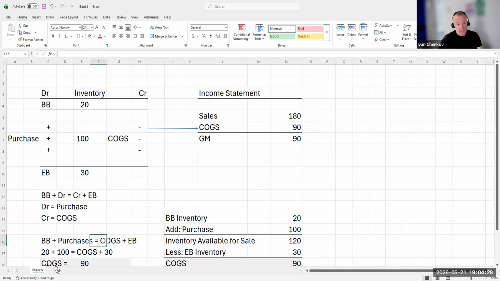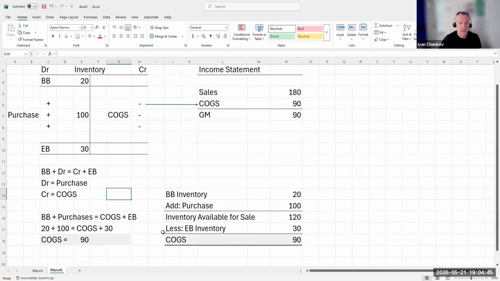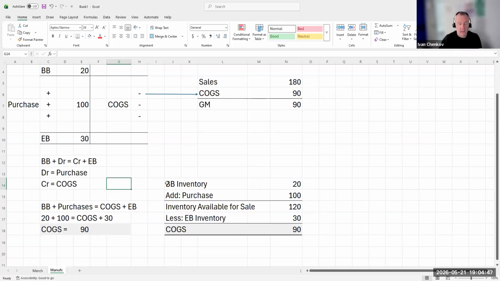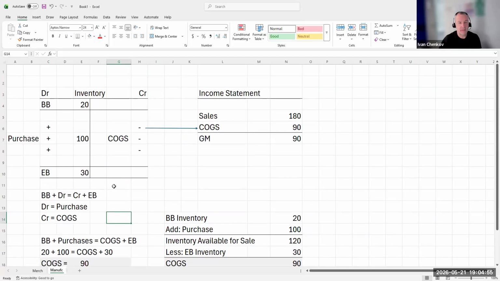We're going to create a new worksheet, and we're going to call it manufacturing business. So let's start with the manufacturing business. Now, for the manufacturing business, we need to do some adjustments here. First adjustment will be... I'm wondering, should I delete this one or no? I'm going to keep it.